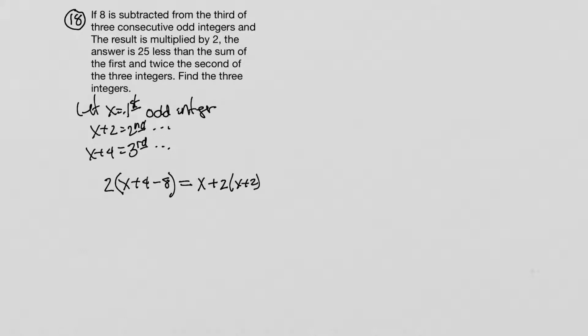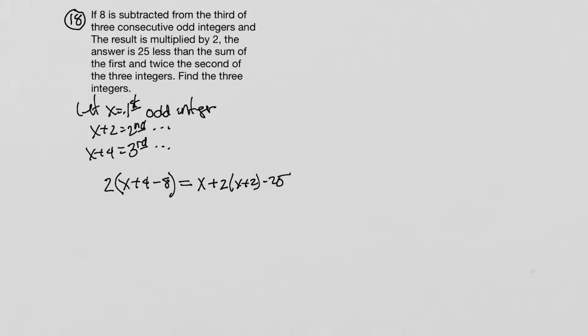plus 2, and then 25 less. So what I've got here is 25 less than, right? I'm subtracting 25. 25 gets subtracted from what? The sum of the first and twice the second. So quite a bit of words there, but here's our equation. Let's try to solve it.